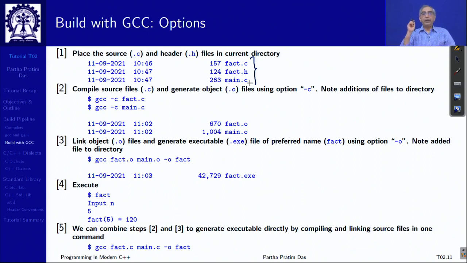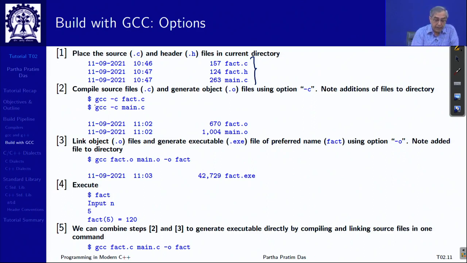The output that I am showing here is from my Windows 10 machine using the command prompt. Here I have 3 files: a factorial header, fact.h; a factorial source, fact.c, which has the function implementation; and a main program which uses the factorial function, including fact.h. So, you can see that there are 3 files therein.